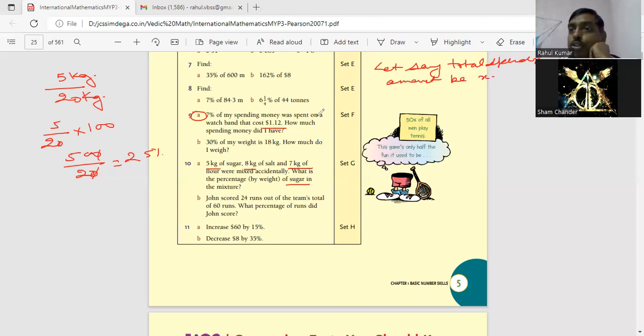Here I am just framing the equation. So we can say x of 7% is equal to $1.12. This is the important equation that you need to frame. Do you understand how I am framing the equation? X of 7%. This is the 7% of what? X, that is the total bill you have. So how can you do it further? X of 7 under 100, which is equal to 1.12.